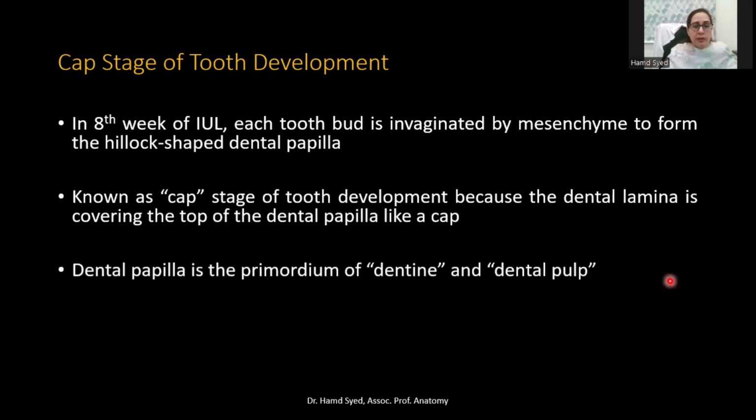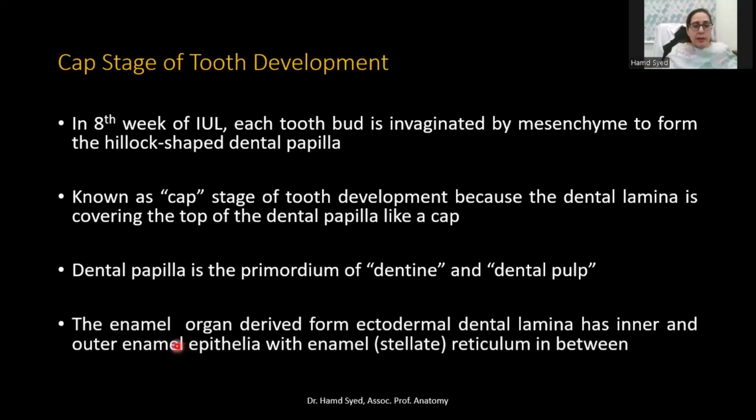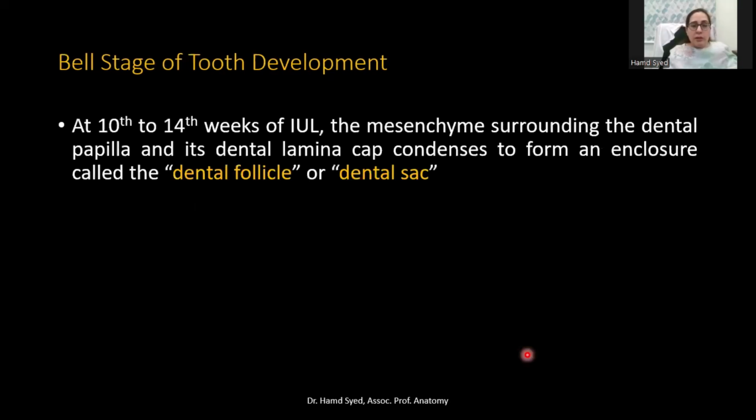Dental papilla is the primordium of dentine and dental pulp. So this is an important point to remember, that our dental papilla is going to form the dentine, which is going to form the bulk of your tooth, and the dental pulp. Whereas the enamel organ, which is derived from the ectodermal dental lamina, has an inner and outer epithelia with a star-shaped stellate reticulum in between. So there are star-shaped cells in the stellate reticulum. We're going to look at that.